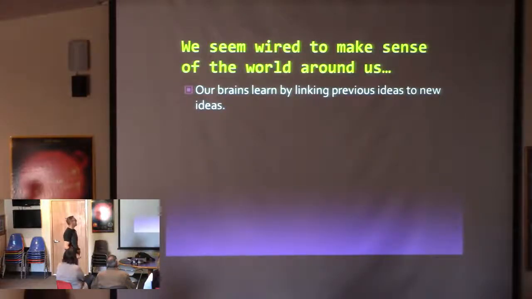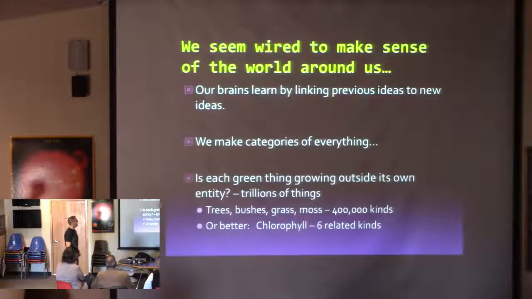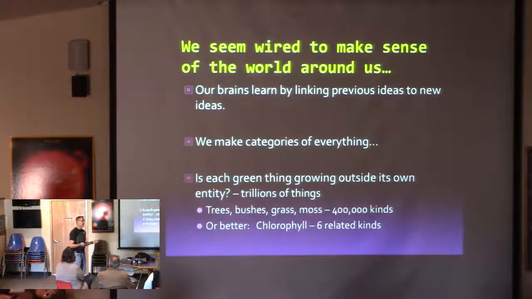Our brains learn by linking previous ideas to new ideas. We make categories of everything. For instance, is each green thing growing outside its own entity? If you stop there and every green thing you look at is a whole new discovery for you, and you stare at every blade of grass, you're not going to walk very far. It's neat to have childlike wonder, but you do start to need to make categories. So if you make categories of trees, bushes, grass, and moss, now you've narrowed the number of green things that grow in the world down to about 500,000. All right, well, it's getting better. It still takes you a long time to think about 500,000 things.